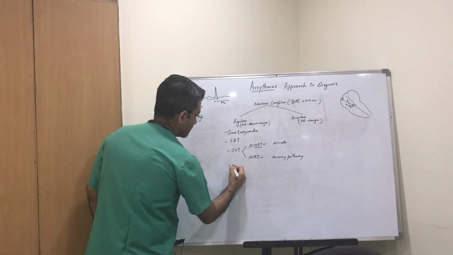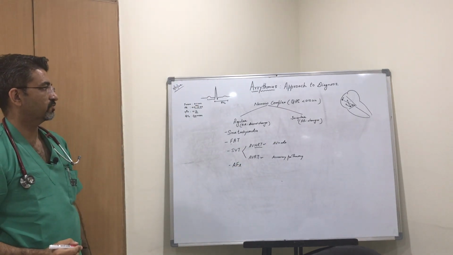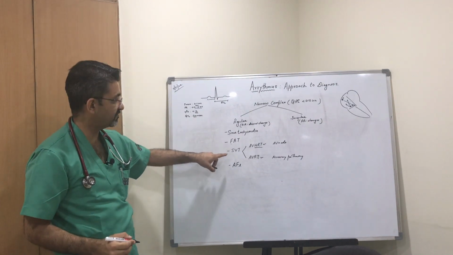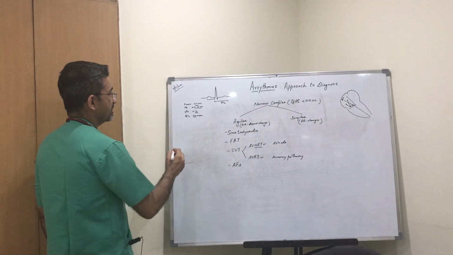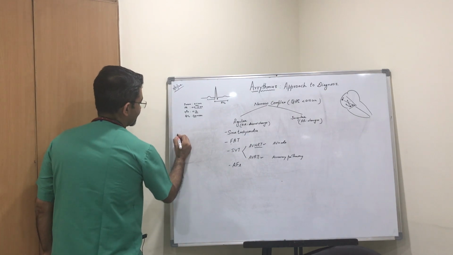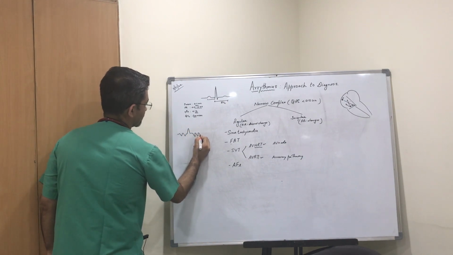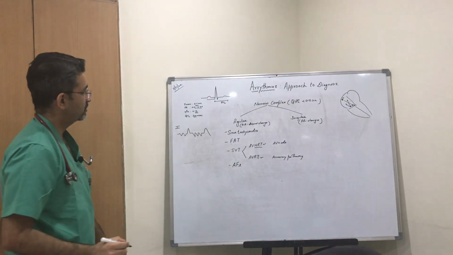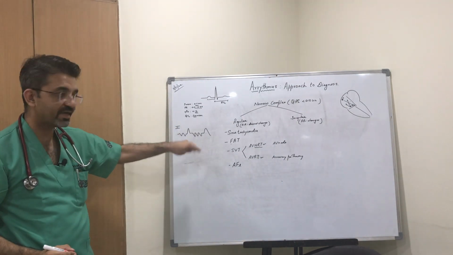And the last would be atrial flutter. So you have sinus tachycardia, clear. We have focal atrial tachycardia, which is clear. We have SVT, which is clear, and the last is atrial flutter. What's happening in atrial flutter? You will have sawtooth waves like this. This is lead 2. So if you see lead 2, you will have sawtooth waves. They will be negative. Why is it negative?